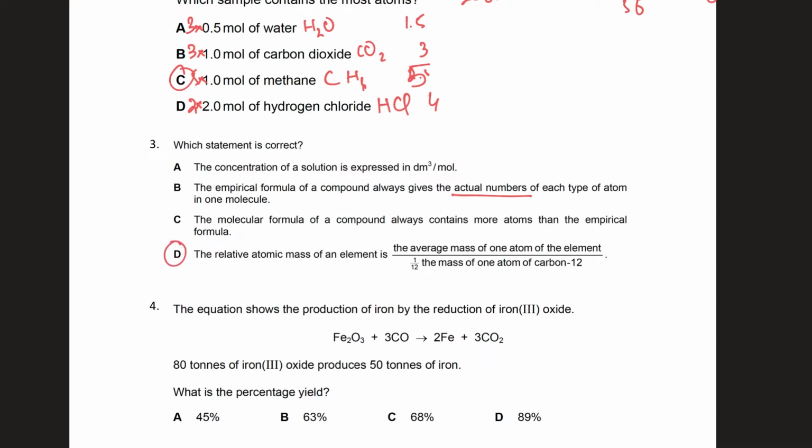Which is relative atomic mass. Now remember the definition, that it is the average mass of all isotopes, in fact all natural isotopes of an atom, compared with 1/12 of carbon 12. Alright, let's do question number 4.